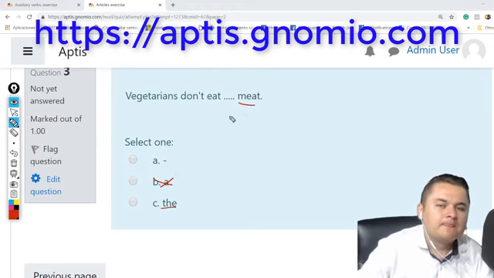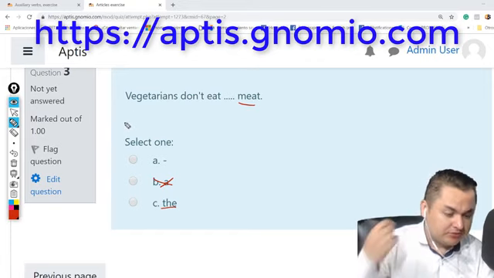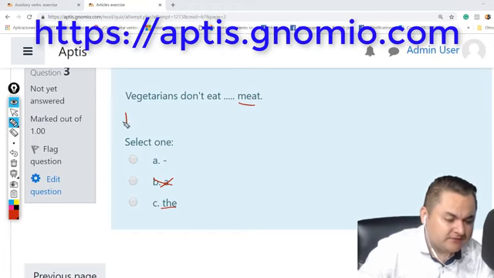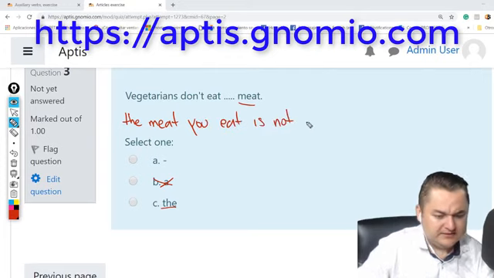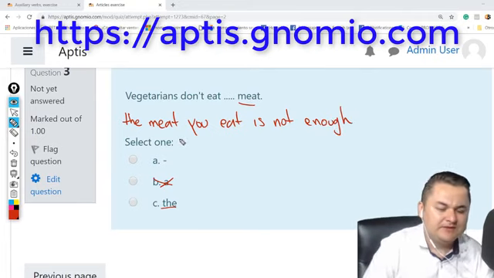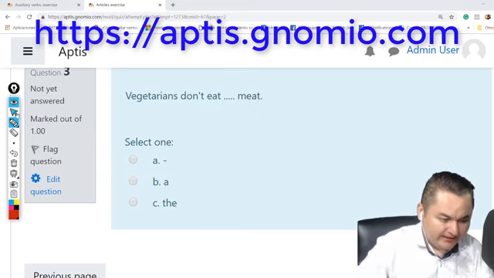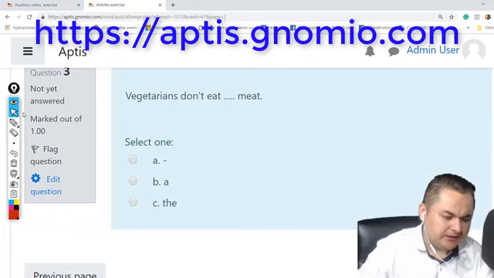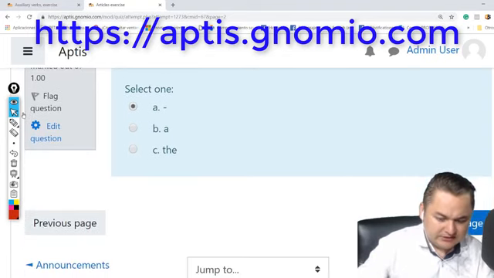The meat. It would be the meat if you want to be specific, but you need to be more descriptive in this case. For instance, the meat you eat is not enough, for example. The meat you eat. So I'm being specific to the quantity of meat you eat. Now again, I just say vegetarians don't eat meat. Another way of saying it is vegetarians don't eat any meat, but that is not an answer choice in this case.